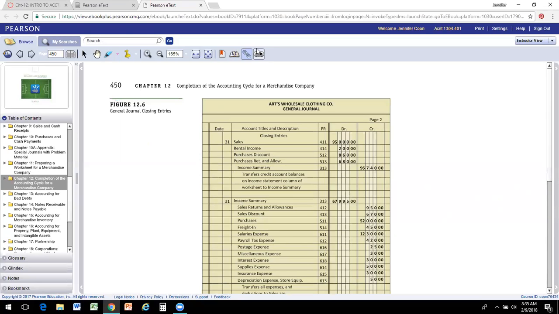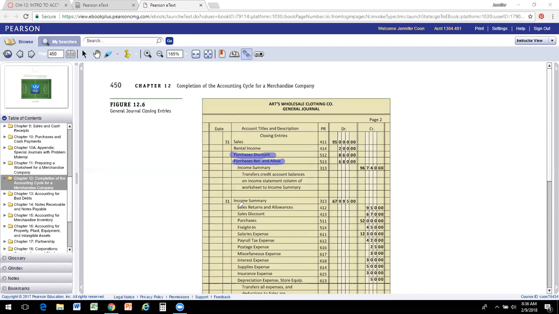Now, some things that are different here. Purchases. These are contra cost accounts, meaning they do the opposite. So they move them up here because their normal balance is a credit, just like for sales and rental income. Those are revenue accounts. So their normal balance is a credit. Well, the normal balance for these two is also a credit. So to get rid of all the credits, we have to debit them. So that's why they group that together.